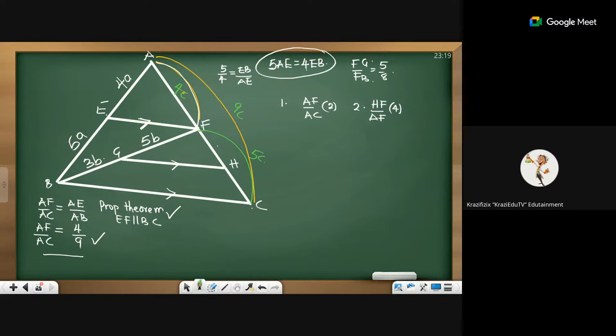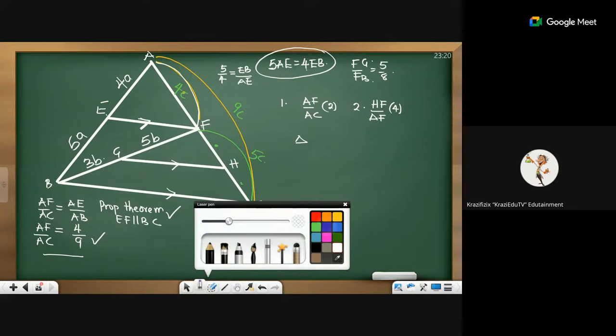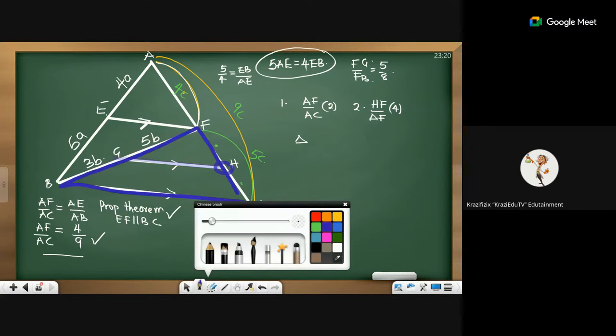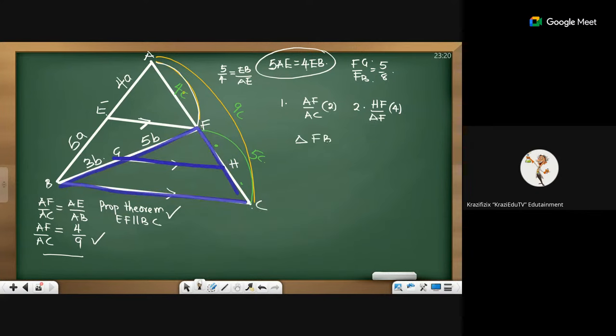Now, the examiner wants me to find this middle part. What I'm going to do is show you how to get this and this. Please take note. Consider the triangle. Do you see FH? The examiner says FH, right? Once you see it ends on a parallel line, therefore, can you see my triangle FBC?